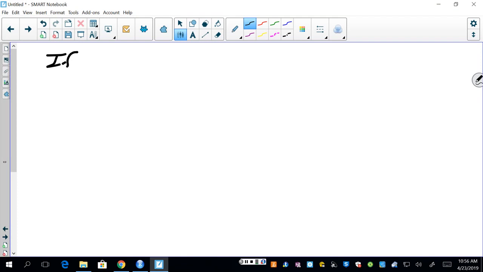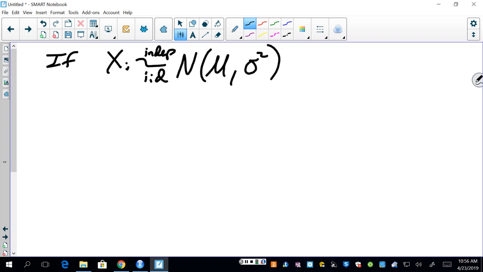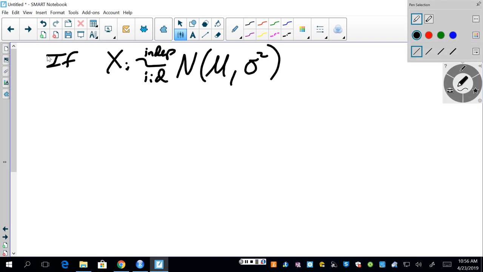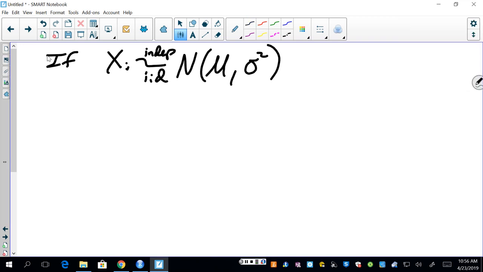So if the xi are independent, often we write IID if they're all the same distribution, normal with the variance of sigma squared, then the distribution of this sample statistic is still normal, same mean, but now the variance has gone down.